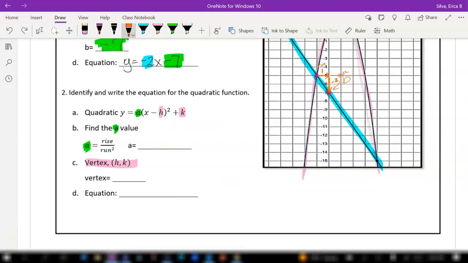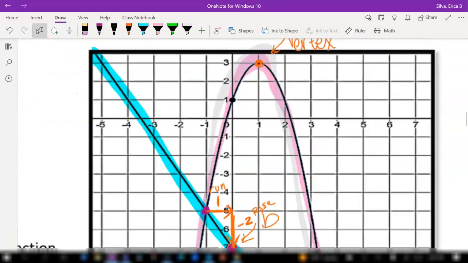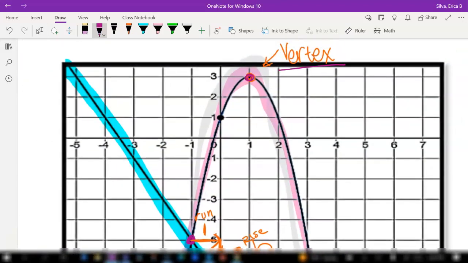Oops, wrong place. So my h is 1 and my k is 3. Then we're going to look for our a value, which is like our slope. And we always start from the vertex. So from my vertex, I want to look for the closest pretty point. We can go this way, or we can also use this pretty point. So from my vertex to get to that point, are we going down or are we going up? From the vertex, we're going down. So we're going down 2. So that's going to be -2.